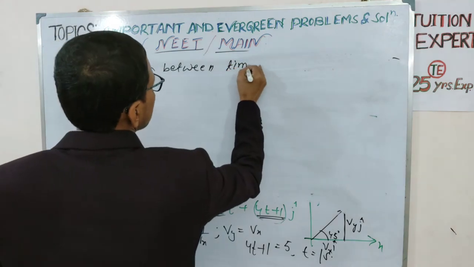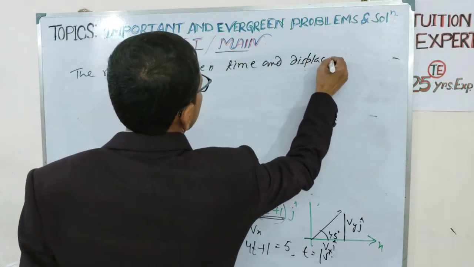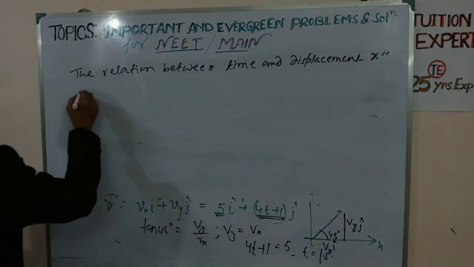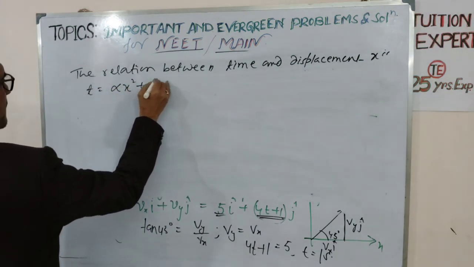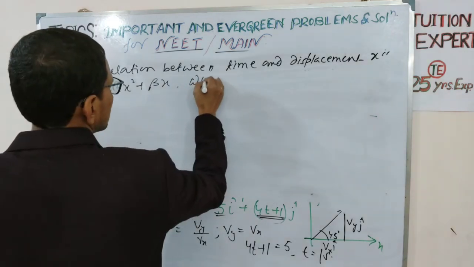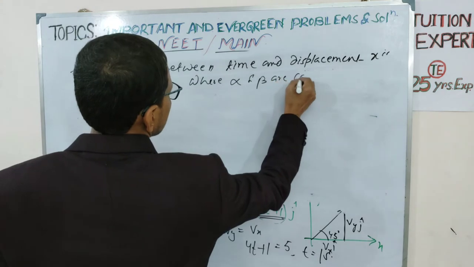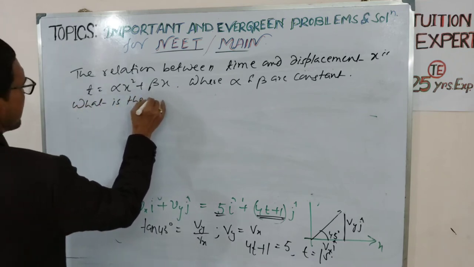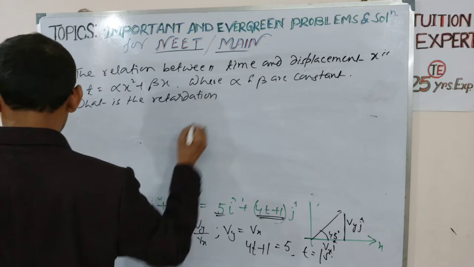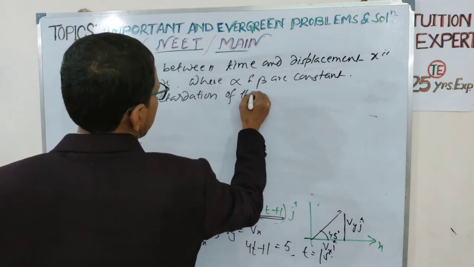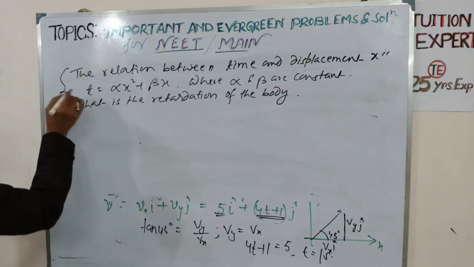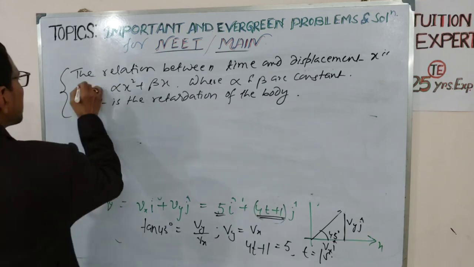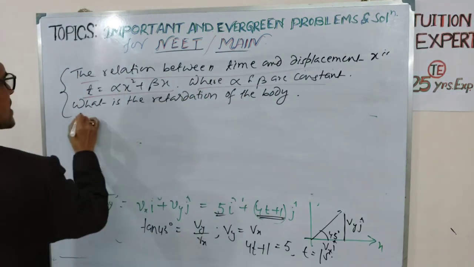The relation between time and displacement x is t equal to alpha x squared plus beta x, where alpha and beta are constants. What is the retardation of the body? I repeat once again: the relation between time and displacement is given by this, where alpha and beta are constants. What is the retardation of the body?